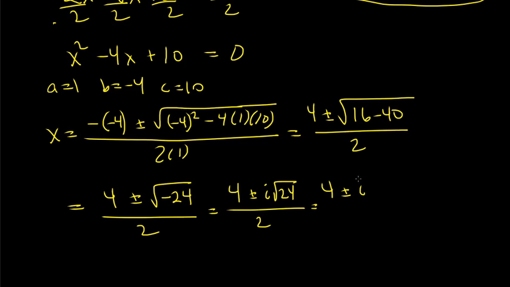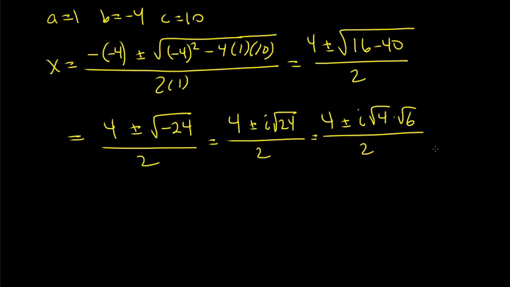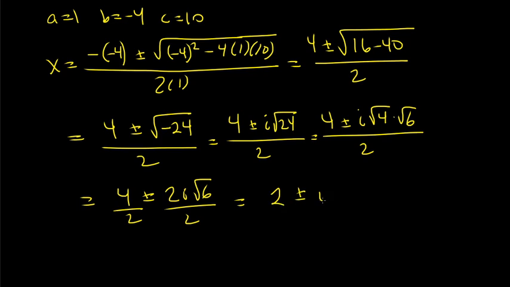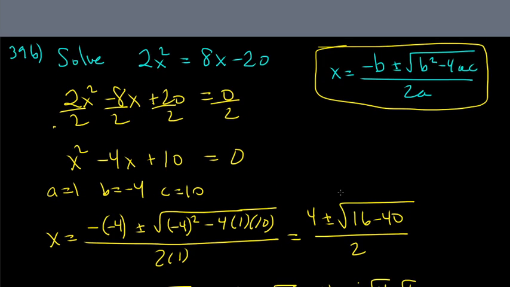So leave the i in front. And then we have the square root of 4 times the square root of 6. Right? But the square root of 4 is 2. So you're going to have 4 plus or minus 2i square root of 6 over 2. And you might as well just divide them both by 2. So 2 plus or minus i square root of 6. Right. So that's part B.